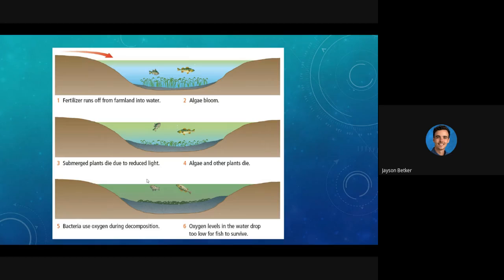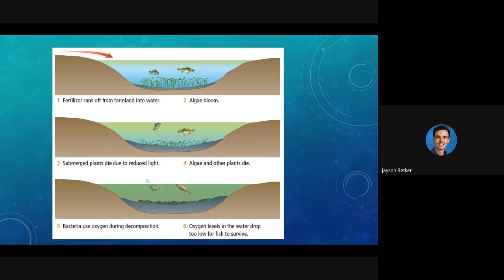But then what happens is when you get this algae bloom, it ends up covering the top layer of the water. And the plants underneath it will end up dying because they don't get as much natural sunlight, which is what they need. Now, because those plants die, that results in a lot of decomposition that happens on the bottom of the lake.